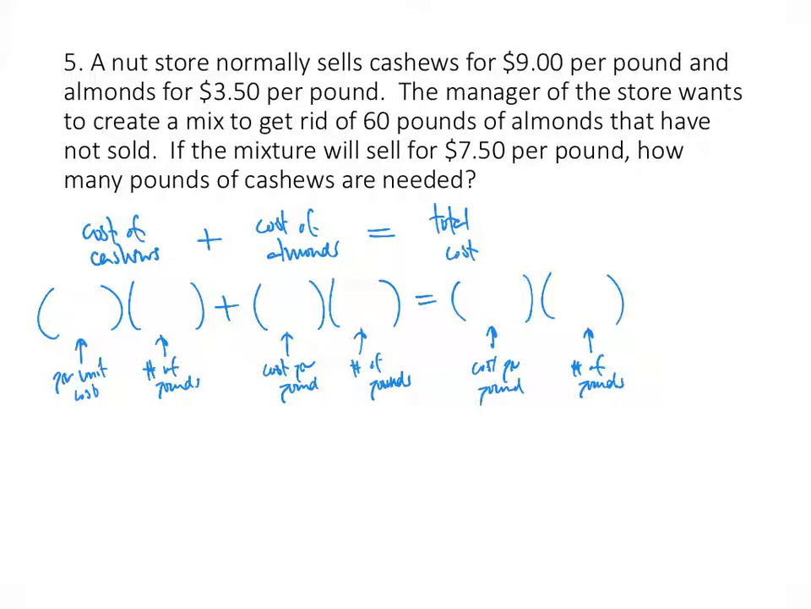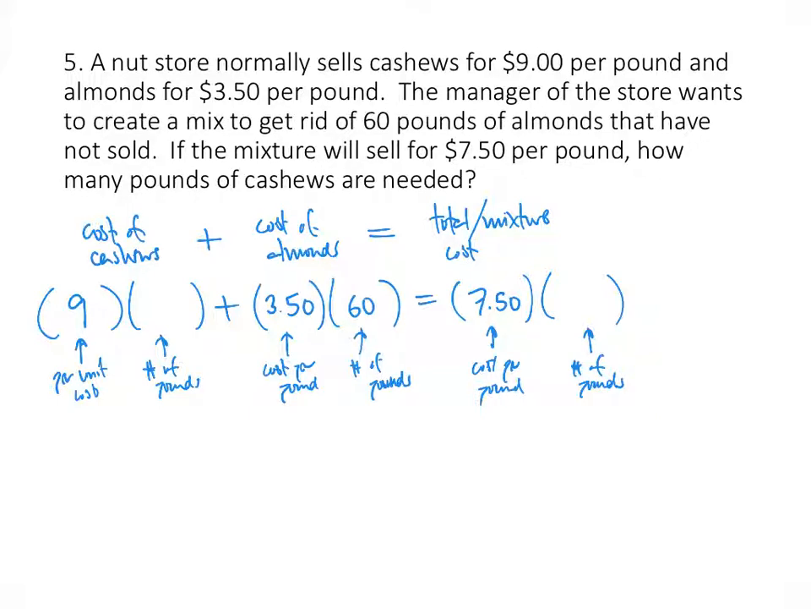And again, a lot of this information is given to us. So the cashews sell for $9 per pound. So that's the per unit cost for the cashews. The almonds sell for $3.50 a pound. Now we know that the mixture we want to sell for $7.50 a pound, so that's going to be the cost for the total for the mixture. And then we're also told that we're going to want to use 60 pounds of almonds. So we know that the number of pounds of almonds is going to be 60.